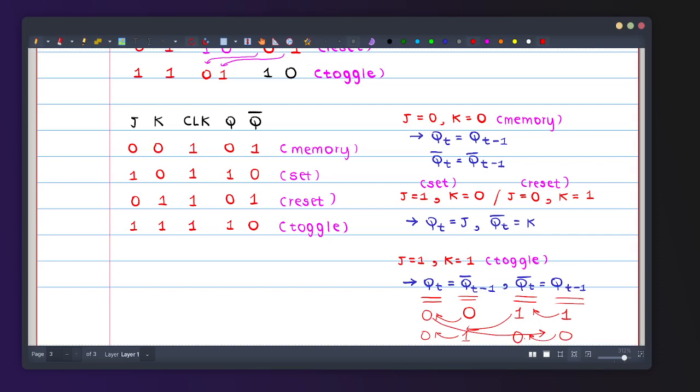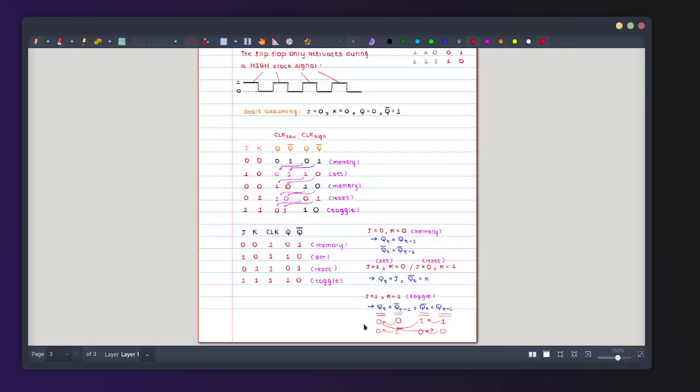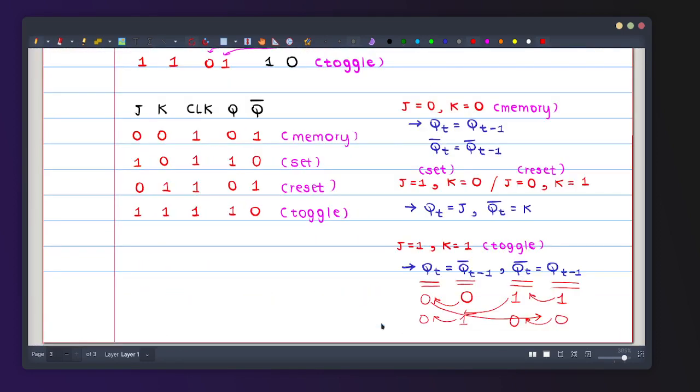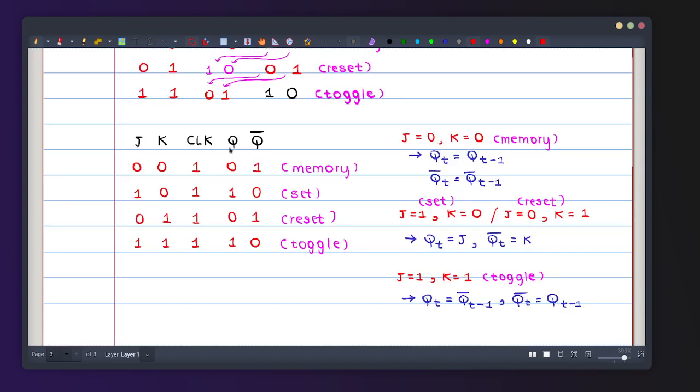So this might seem a bit too confusing for you. Of course, the truth table is all you need to know, but this is just the algebraic form of the same thing. Basically, it's undergoing toggling. Whatever the previous state was, it's going to be the opposite for Q and Q complement. Right. That's all there is for the JK flip-flop. In the next video, we will look at how this JK flip-flop works in a practical scenario.